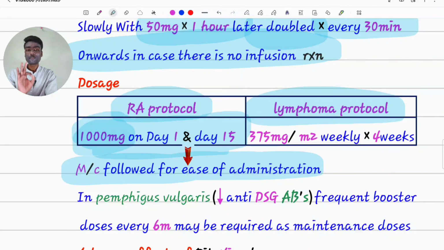Now comes lymphoma protocol. 375 mg per meter square weekly for 4 weeks, 4 doses. Rheumatoid arthritis protocol, just 2 doses. 1000 mg, 14 days apart.